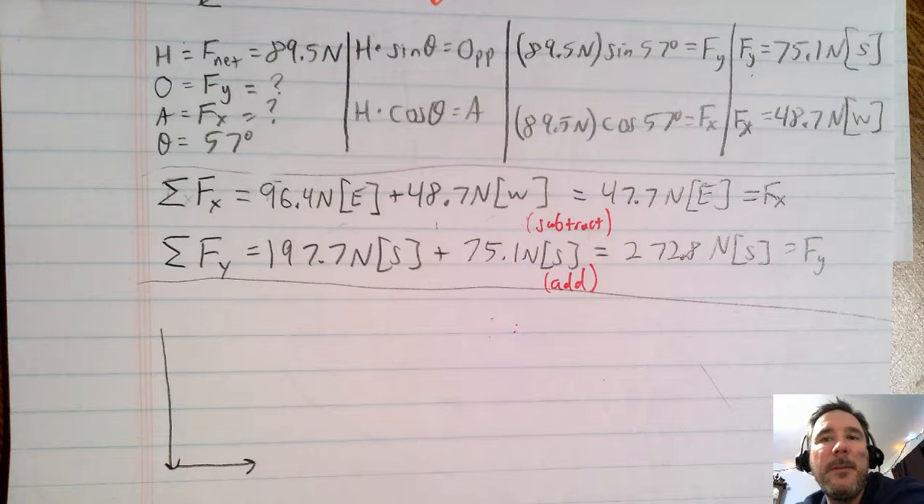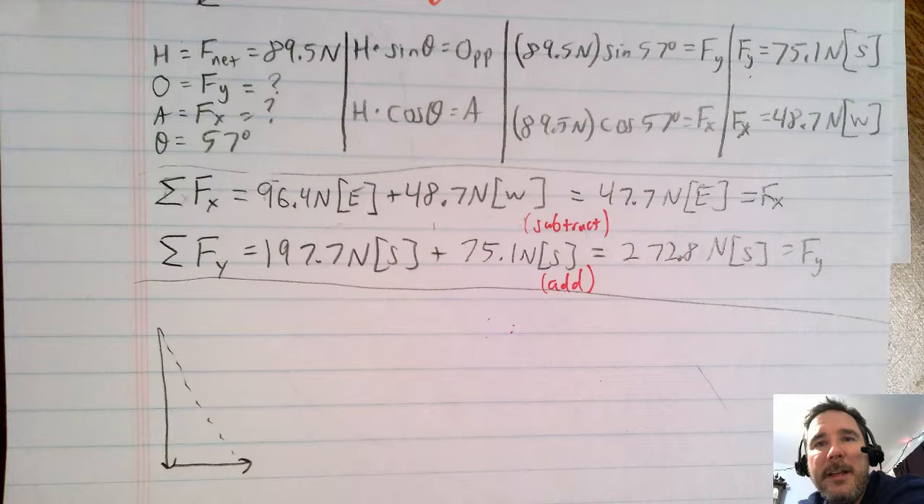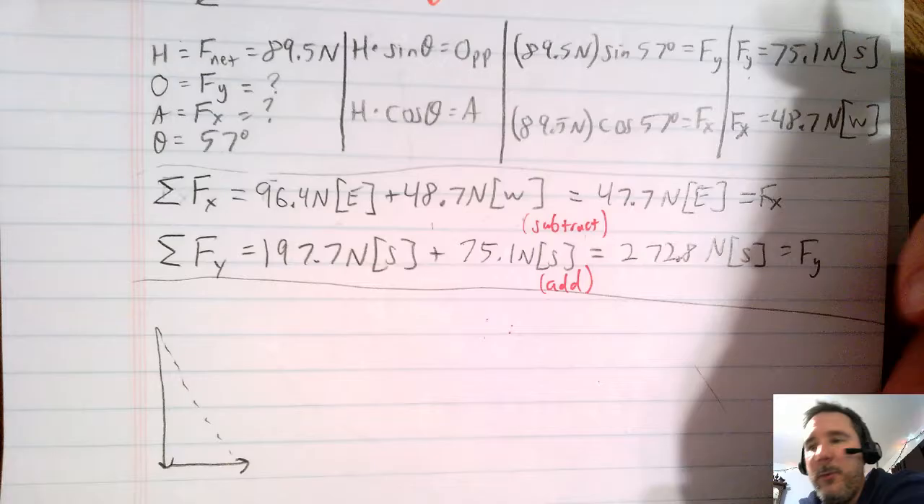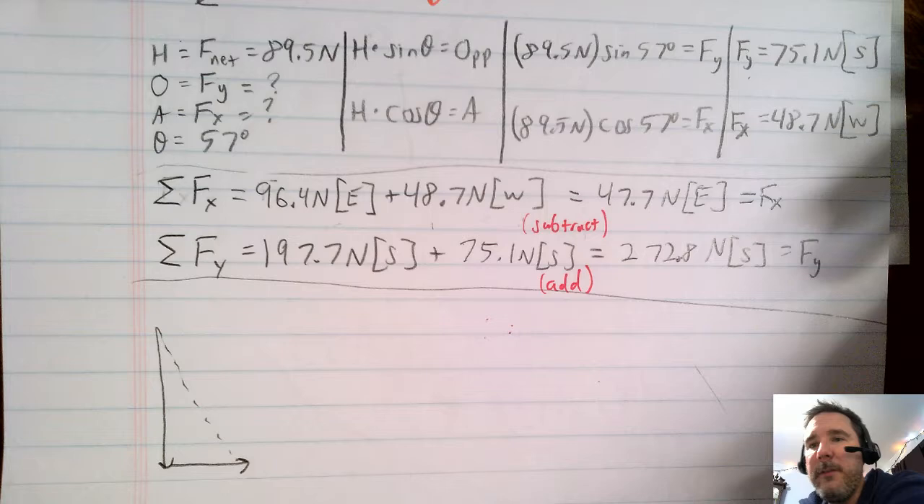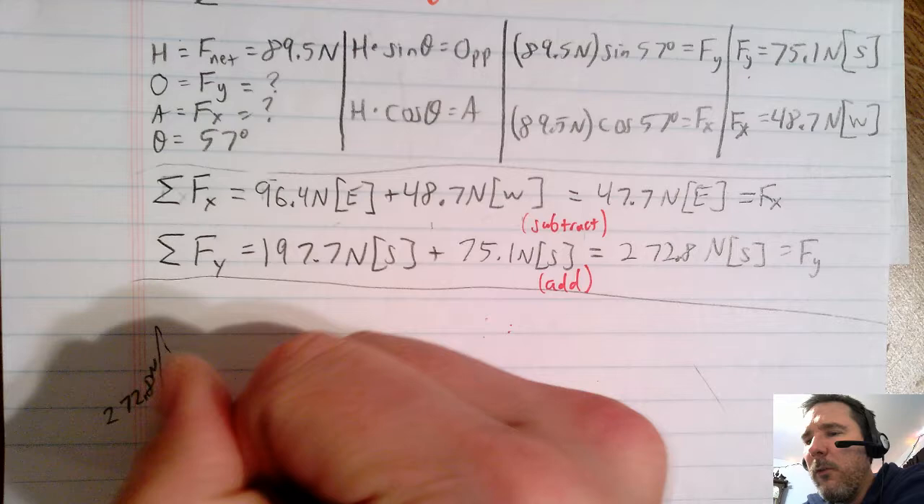So I went south and then east. I think it's because I wanted to draw the big number first. So point is, I'm trying to find that side. And we now have them perpendicular to each other. If I were to go back to that last page, you'd know you had to do the Pythagorean theorem. I'm going to label these anyway, 272.8 newtons and 47.7 newtons.